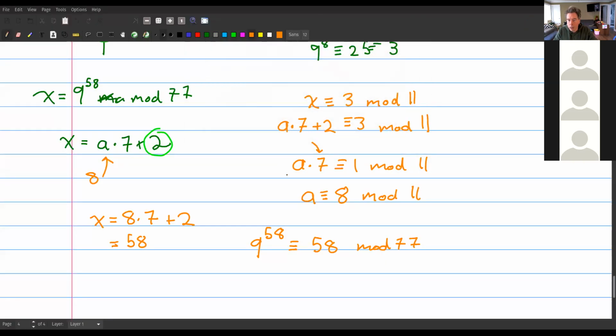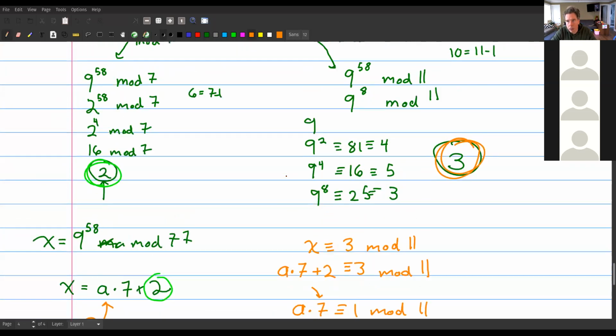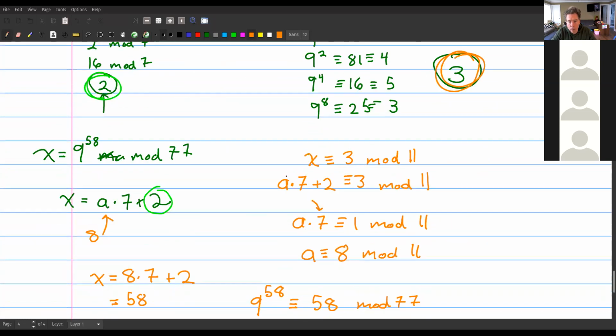Okay. So I'm not going to give a very formal presentation of the Chinese remainder theorem, but this is how you use it on paper.